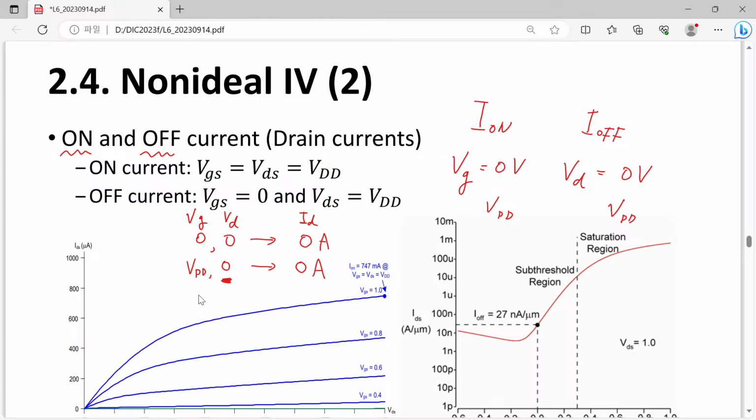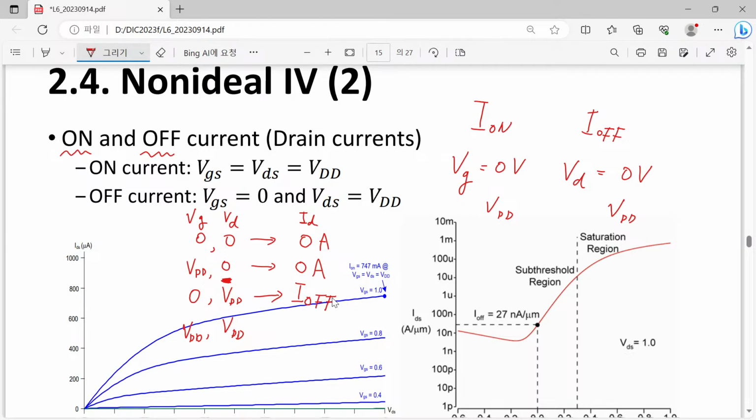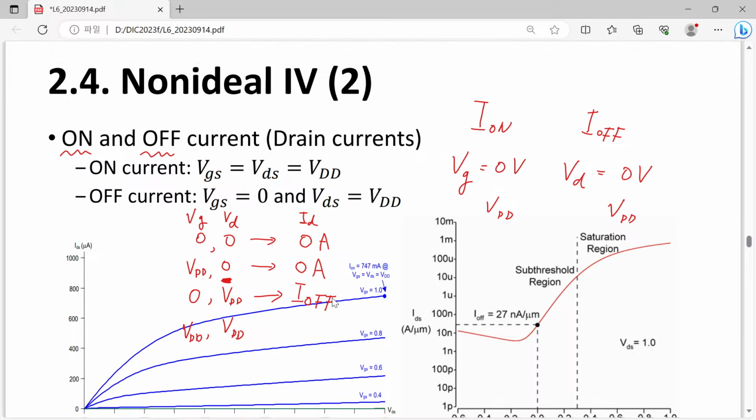Then the remaining 2 different operation points are where the drain voltage is kept at VDD, the maximal value, and the gate voltage is changed from 0 to VDD. The first one, corresponding to gate voltage 0 and drain voltage VDD, is the so-called off current. In the ideal case, this off current should be 0 because the gate terminal which controls the current says, oh, this transistor should be shut down.